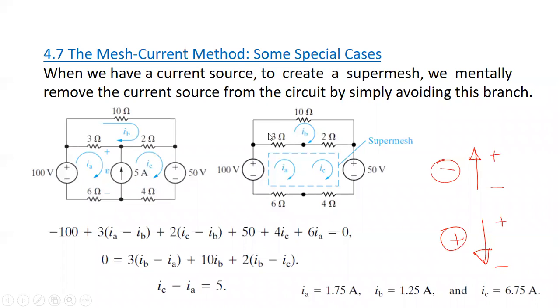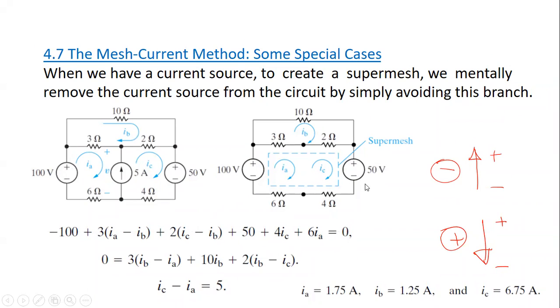So the voltage drop in this 3 ohm resistor will be 3 ohm times IA minus IB, because IB is also flowing in the 3 ohm resistor. So it will be 3(IA minus IB). The voltage drop in this 2 ohm resistor will be 2. Now we need IC, because in this 2 ohm resistor, IC is flowing, not IA anymore. So IC minus IB. So we will have 2(IC minus IB).